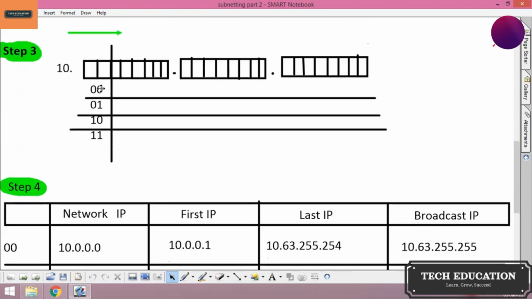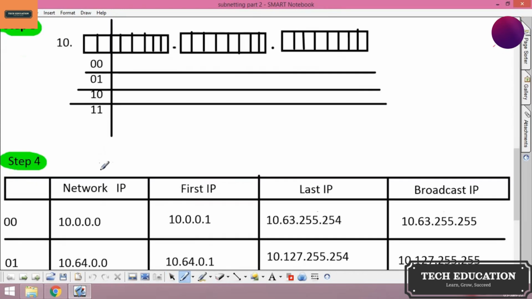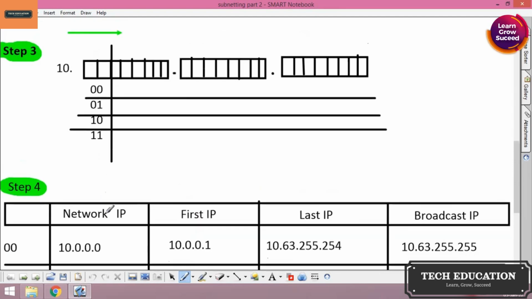Now the first combination is 00. What is the formula for the network IP address? Don't disturb the network portion, and apply 0 to all host portions. So the network IP is 10.0.0.0.